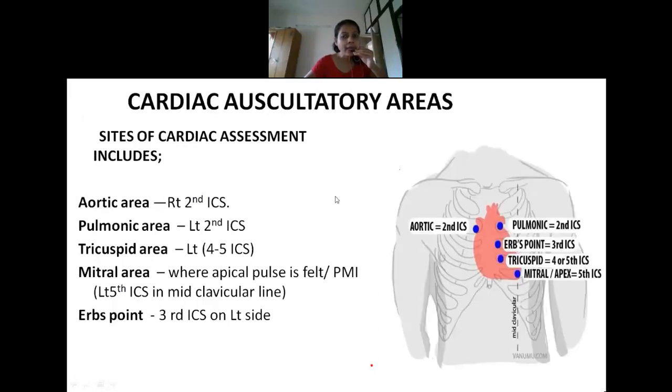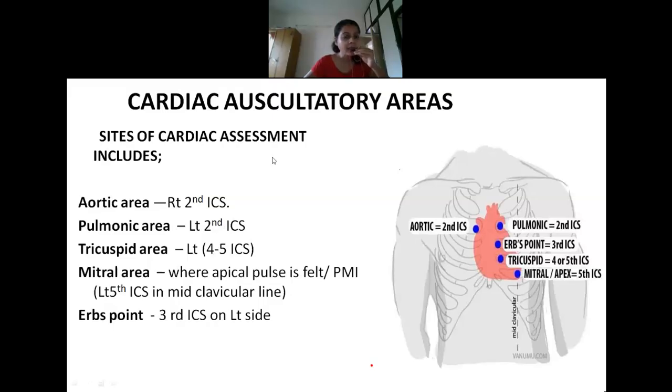Now, where will you keep the stethoscope? Before going into the abnormal heart sounds, I will tell you where you should keep your stethoscope. This is just the theory part. I don't think anyone will ask you regarding all this, but you should know what these are.